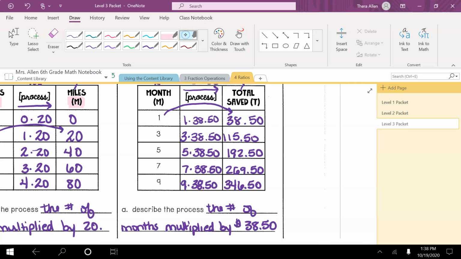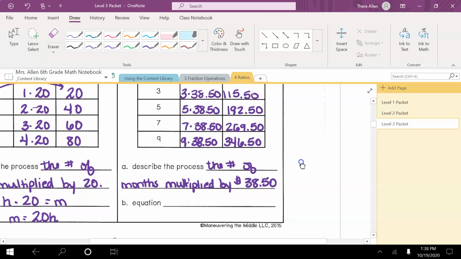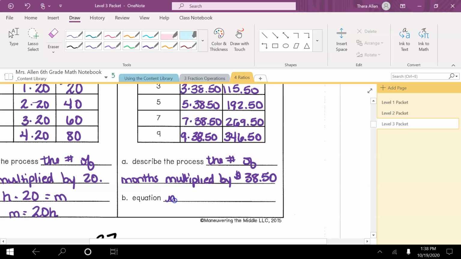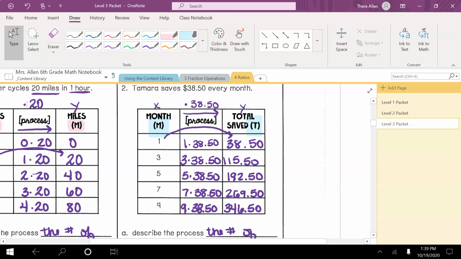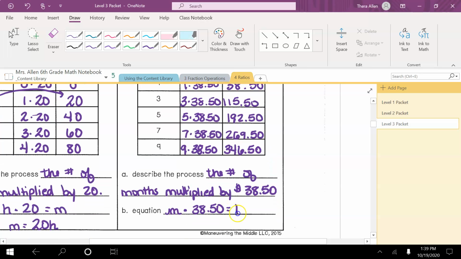Now let's see what they want us to use. They want us to use M and T. We're taking the month, which they want us to use M, multiplied by $38.50, and that's going to give us the total, which they give us T. And remember, another way that we can write it is T equals $38.50 times M. Just like that.